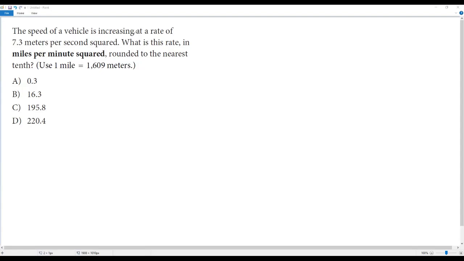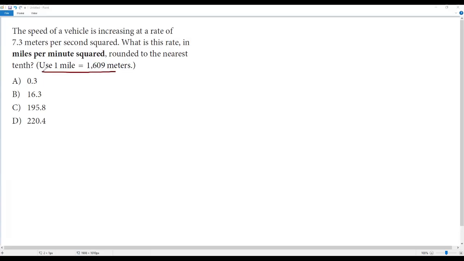The speed of a vehicle is increasing at a rate of 7.3 meters per second squared. What is this rate in miles per minute squared rounded to the nearest tenth? Use 1 mile is equal to 1609 meters. Here we have the rate in meters per second squared. We have to convert this rate to miles per minute squared.